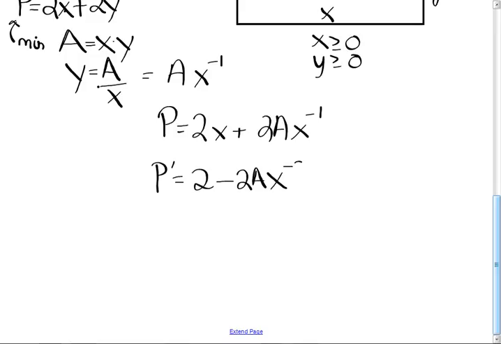Okay, ask me the question. I heard it somewhere. Abby, what's the question? I just rewrote this. I didn't want to use the quotient rule. I wrote x to the negative 1. Is that okay?